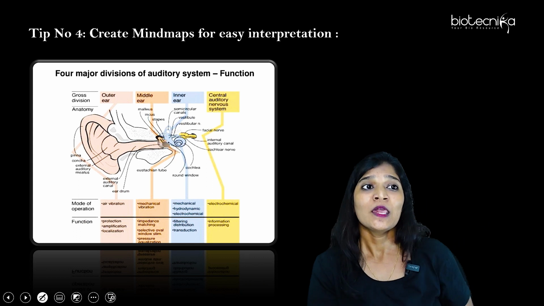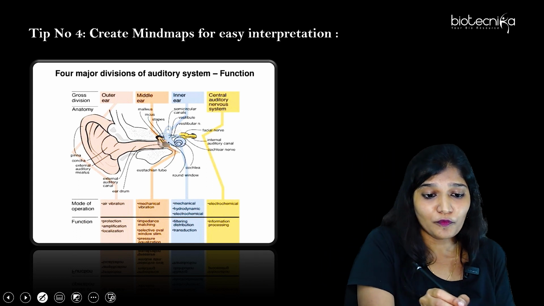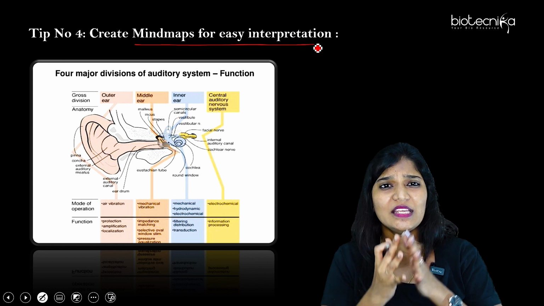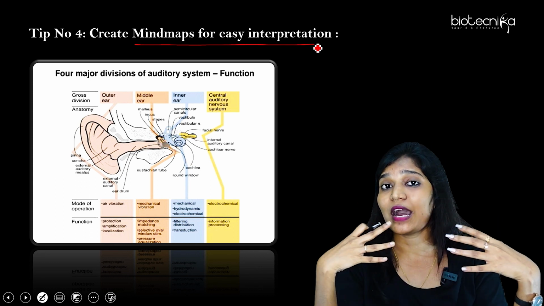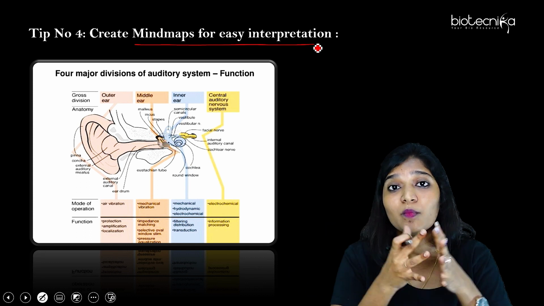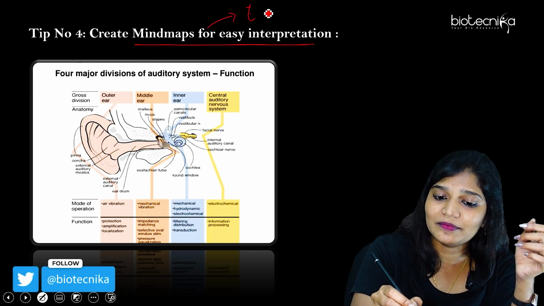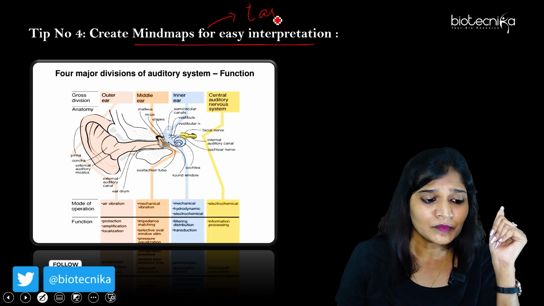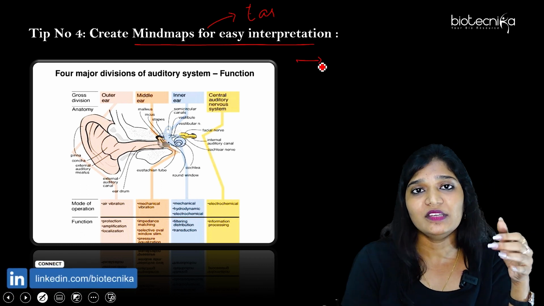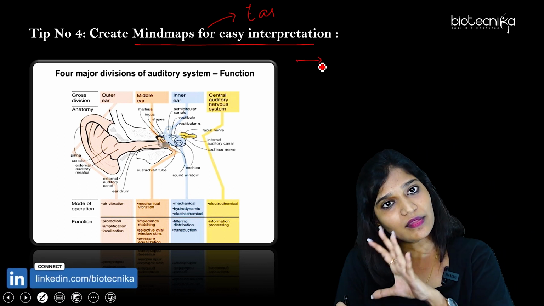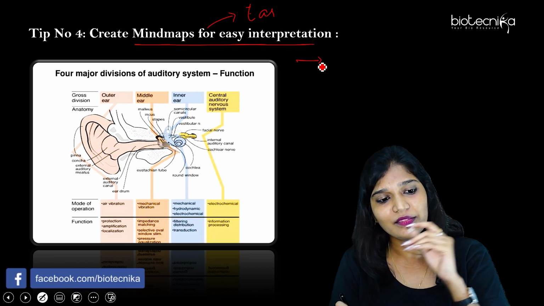Okay, what's the next one? Create mind maps for easy interpretation. It is very important that you make a lot of mind maps. As I told you, when we talk about the sense organs, you can follow the ear. I've taken one as an example. We know there are the outer ear, the middle ear and the inner ear.